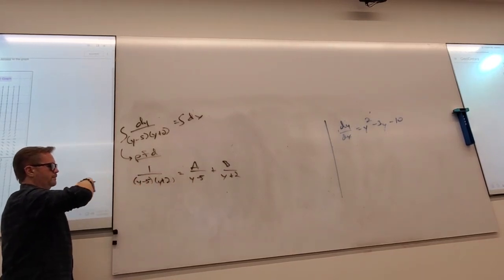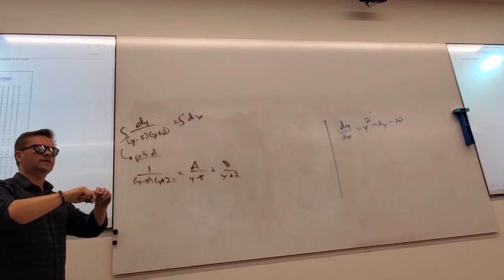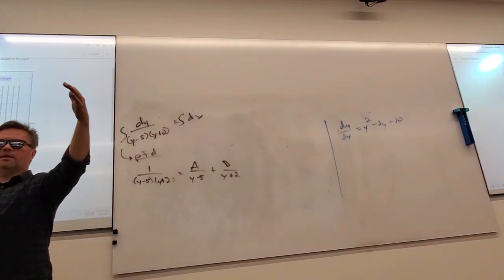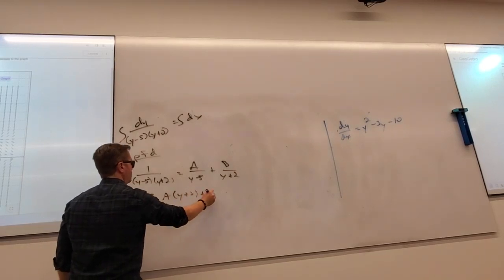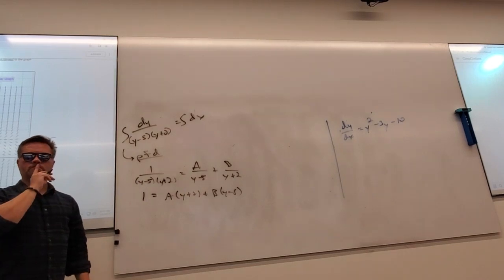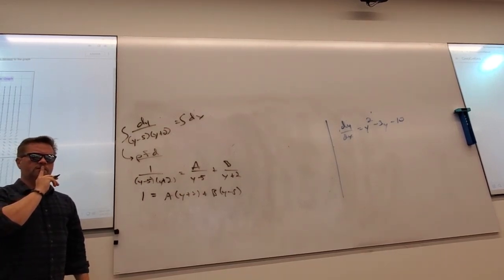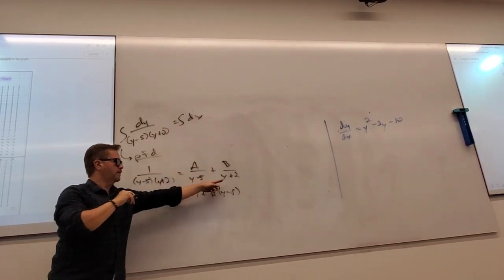So now what's the next step? Multiply by y plus 2. Yeah, multiply both sides by the denominator. Okay. So this picks up y plus 2 and this picks up y minus 5. Is that cool? That's a quick way to do that. He's going to pick up the one that it isn't.